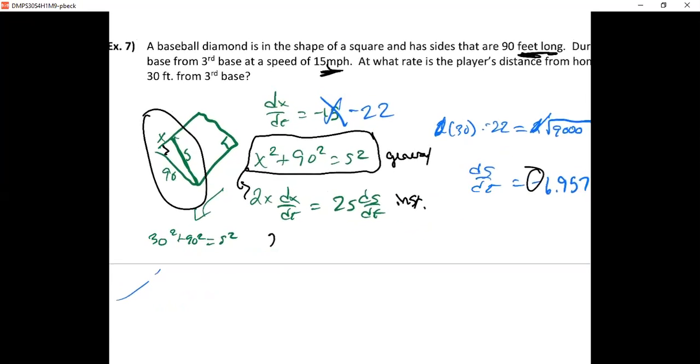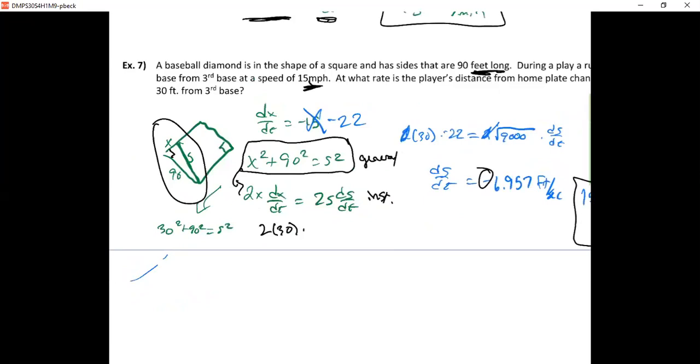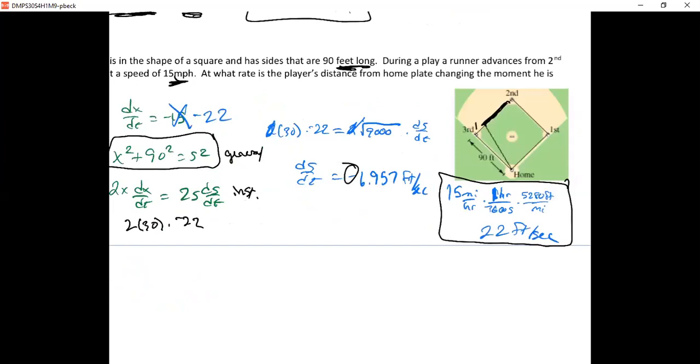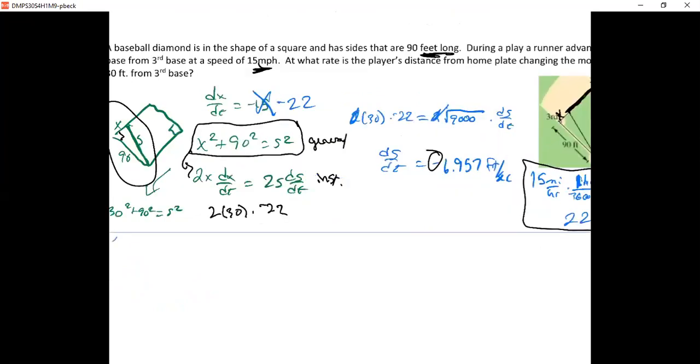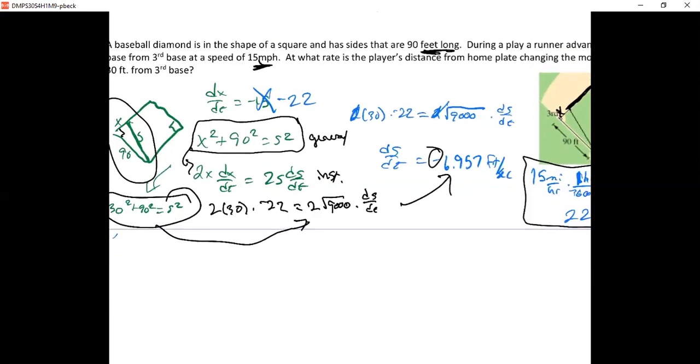I don't have it written here, but 2 times 30 times dx/dt, and that's where the negative 22 is going to come into play. The reason dx/dt is negative is because this distance here to third base is getting smaller. Sorry, dx/dt is a negative value. That equals 2 times s. Well, how do I figure out s? This is where I go back to my general situation to figure out that s is going to be the square root of 9,000, times ds/dt. We could solve for ds/dt by dividing both sides by 2 times the square root of 9,000, which gives us that overall answer.